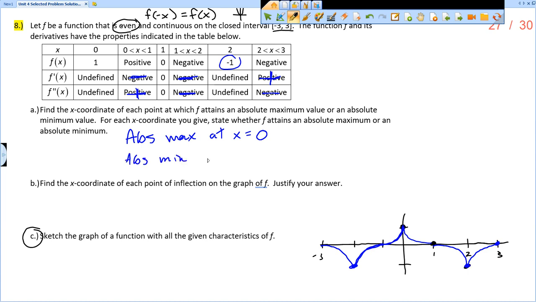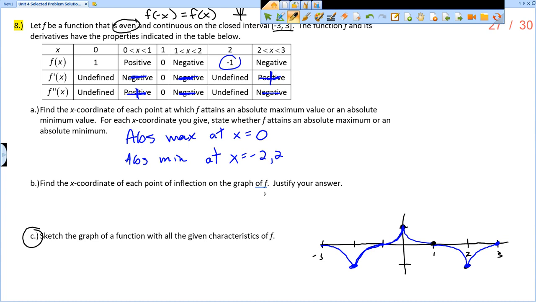So absolute minimum at x equals -2 and positive 2. They're at both of those because they both achieve that minimum value of -1. Then it says for each x coordinate, state whether it attains an absolute maximum or minimum. Okay, so we're done there.